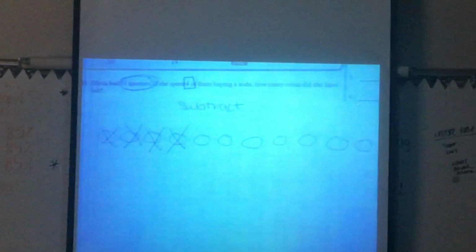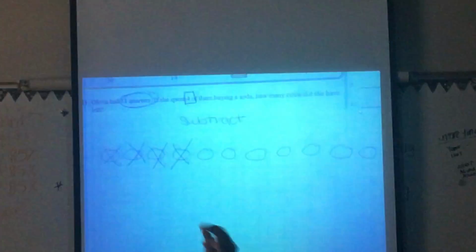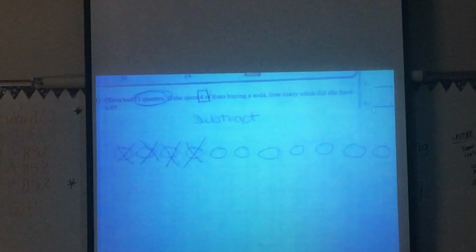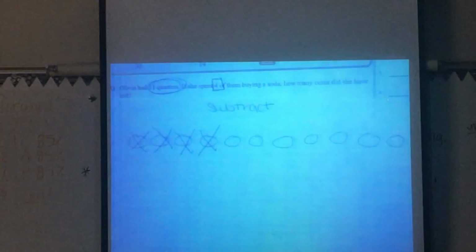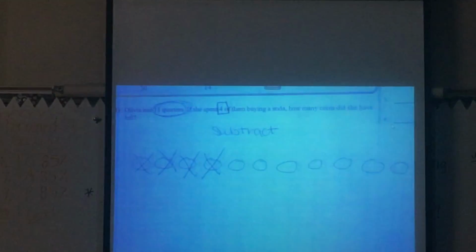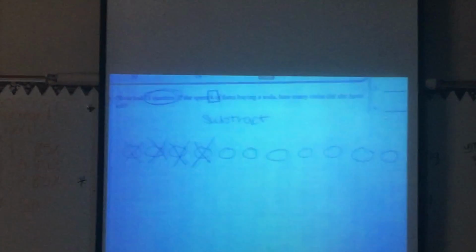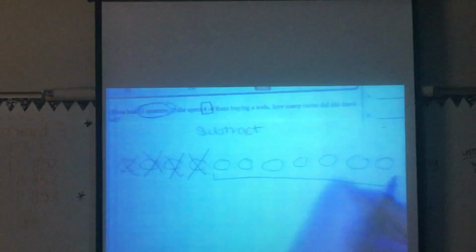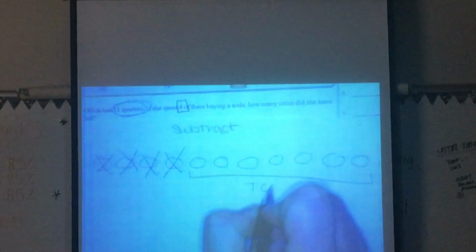So it says how many coins did she have left? So let's go ahead and count the number of coins she has left. Ready? Let's count together. 1, 2, 3, 4, 5, 6, 7. So she has 7 coins. So I'm going to go over here and make another label and say 7 coins left.